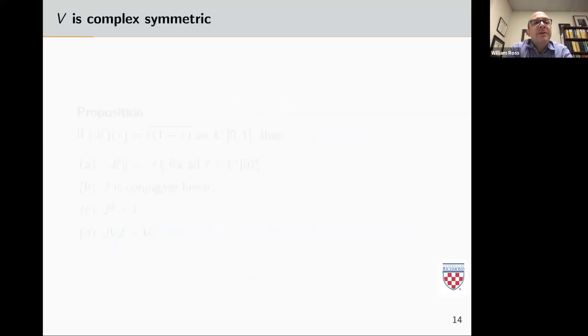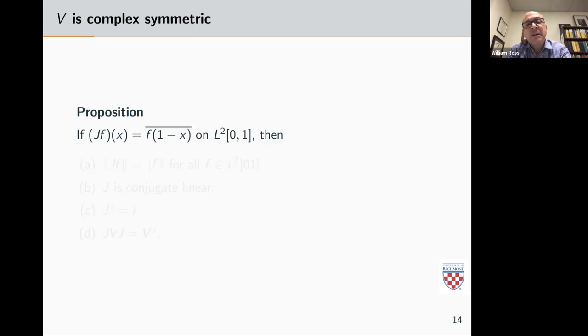A more modern way of thinking about the Volterra operator is that it belongs to a set of operators called complex symmetric operators. So let's define this map J on L2 of [0, 1]. I'm cautious not to say operator because it isn't an operator. It's a map. It takes a function f, composes it with the function 1 minus x, and then takes the conjugate of the whole thing. All right, so a couple of things. Just do the simplest of u-substitutions, and you can see that this is an isometric map.